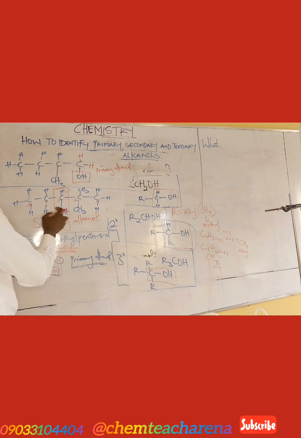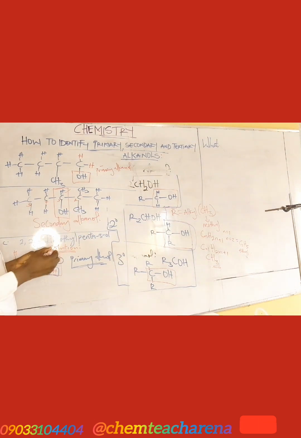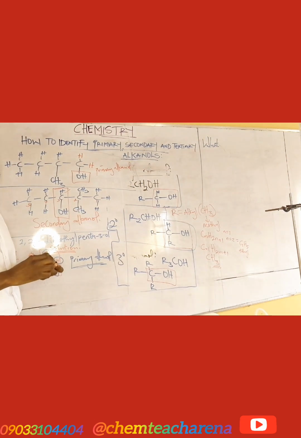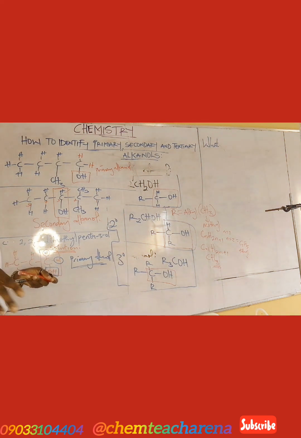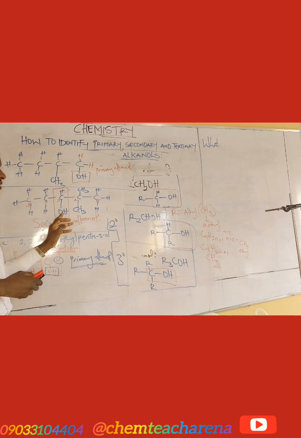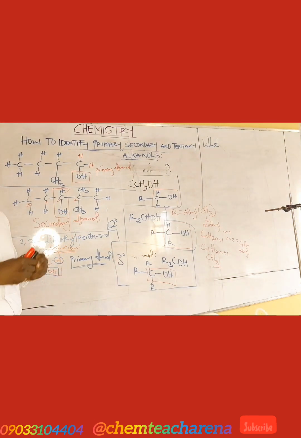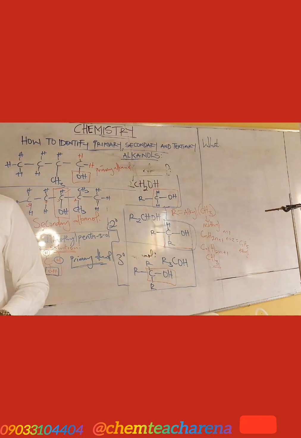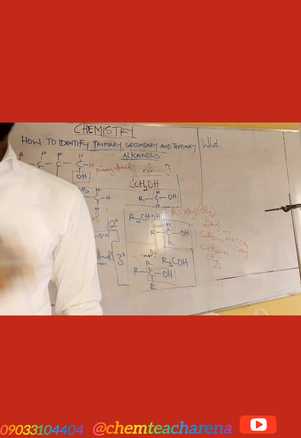So what if the number of hydrogens is now more than 1? What will you do? You can do that as an assignment. If it is 2, what will you call it? Do that question and drop your answers in the comment section below and I will answer it. Thank you.